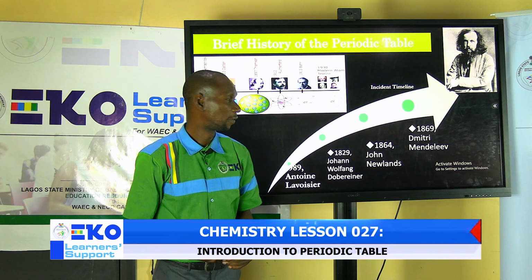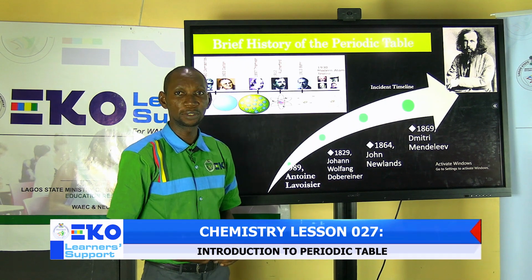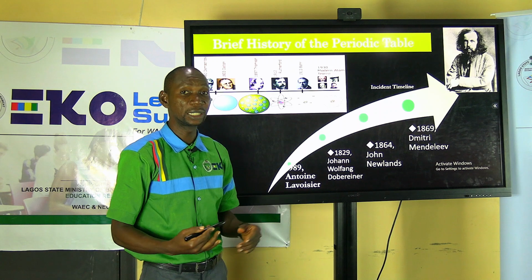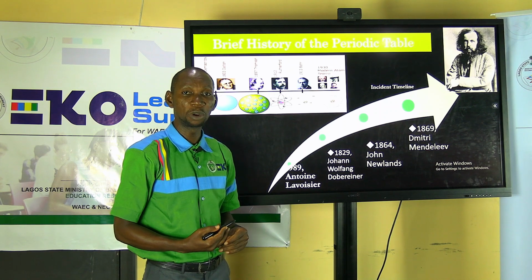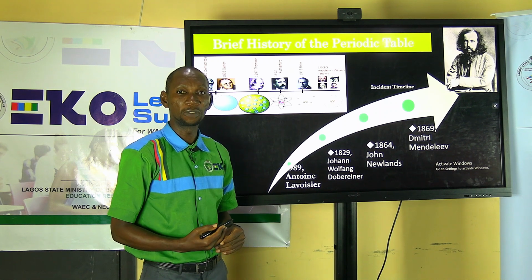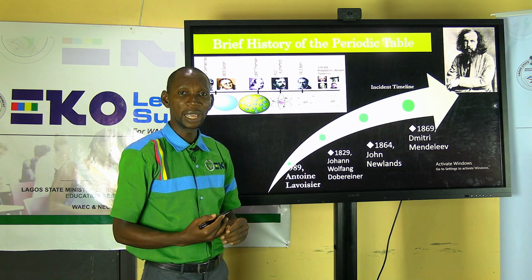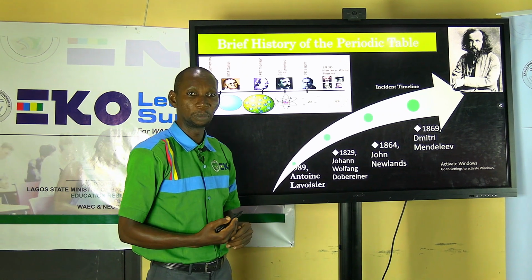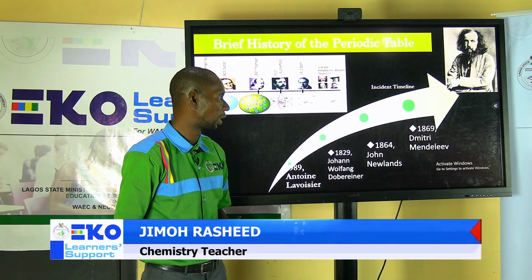In 1864, John Newlands also attempted to classify elements. In fact, he classified elements and came up with what we call the law of octaves. He grouped 8 elements together and found that they have recurring patterns or properties among them.